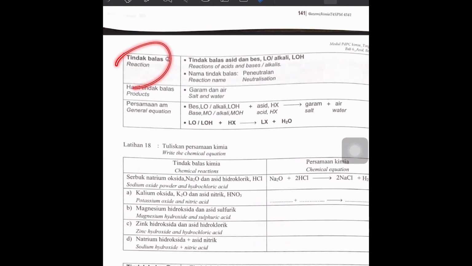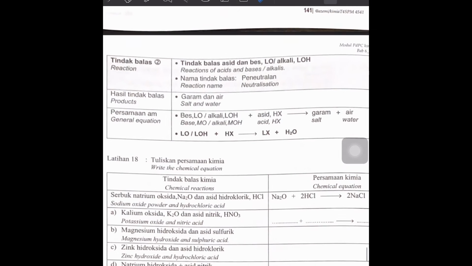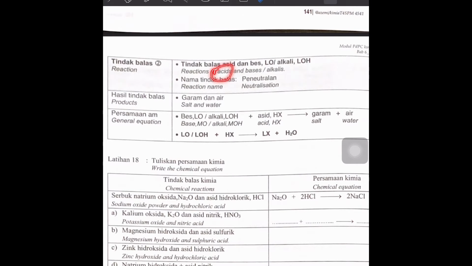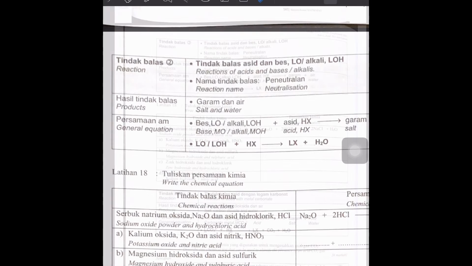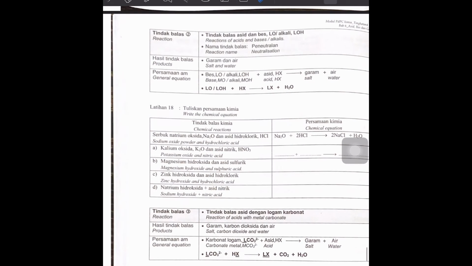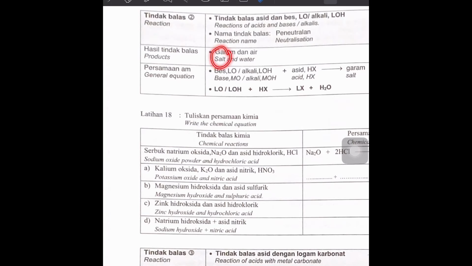Reaction 2, the second reaction. Acid can react with any base or alkali. Alkali is a base that dissolves in water, right? This reaction is called neutralization. So for the second reaction of acid, acid can react with bases or alkali. The name is neutralization. The products for this reaction are salt and water.